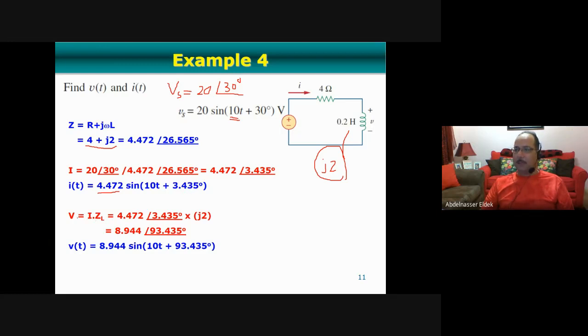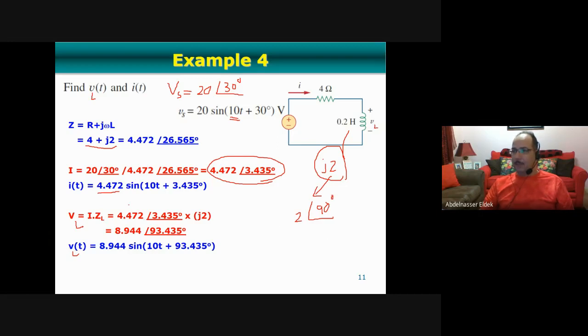Then if you want to calculate the voltage, V is VL here. This is VL, because it is written here, the voltage across the inductor. So it is the current times the impedance of the inductor. We have this I already. You multiply by the impedance, which is j2. j2 is actually amplitude 2 and the angle is 90. When you have j, then it is 90 degrees.